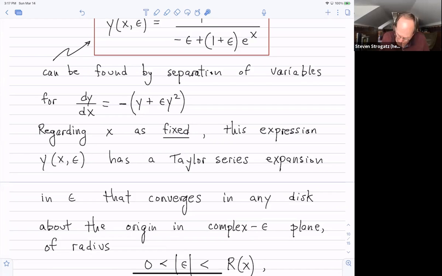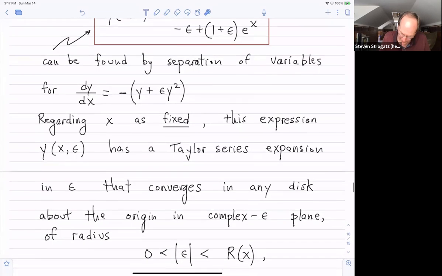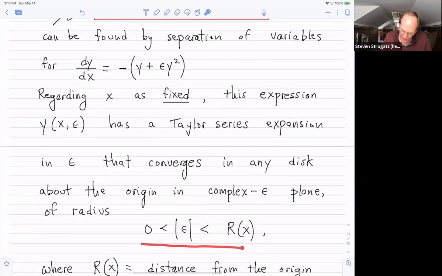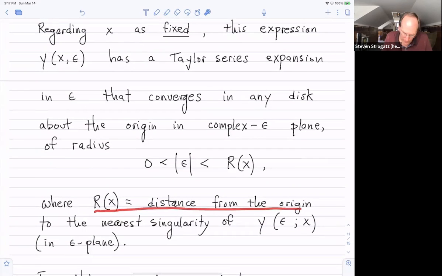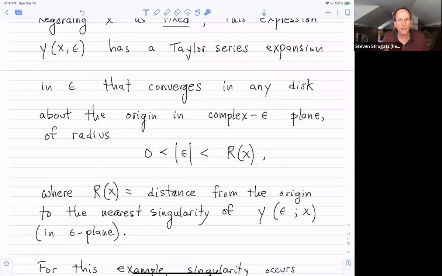And in complex analysis, we show that it converges inside of a disk around the origin. This is the disk of convergence. It's for all epsilons less than a certain radius of convergence, where the radius is given by the distance from the origin to the nearest singularity of the function, regarded as a function of epsilon in the epsilon plane. So that's what causes a breakdown of convergence when we bang into a singularity as we're swelling out this disk of convergence. When it bangs into something singular, that's as far as we can go in expanding the radius of convergence. So where is this singularity that I'm talking about?